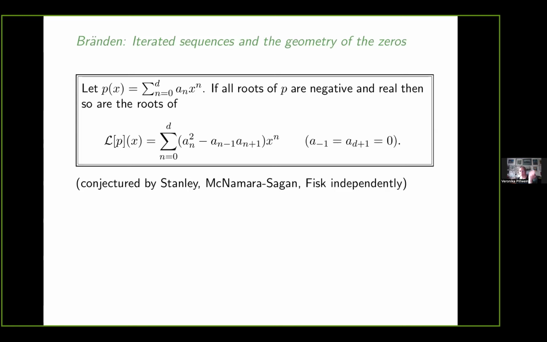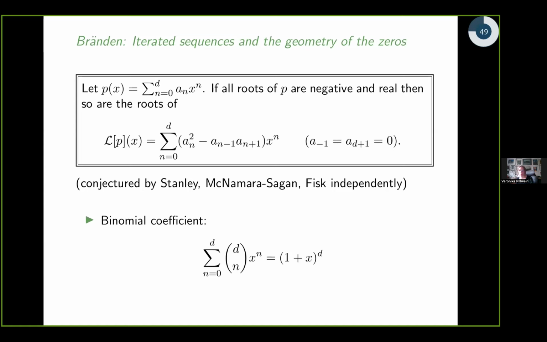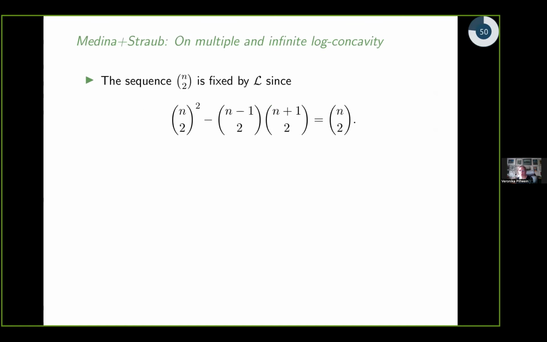And now, again, if I look at the binomial coefficient, the roots are -1. There's -1 is the only root with a multiplicity d. So all the roots are negative and real. So with this result, we have the infinite log concavity of the rows of the binomial coefficient.